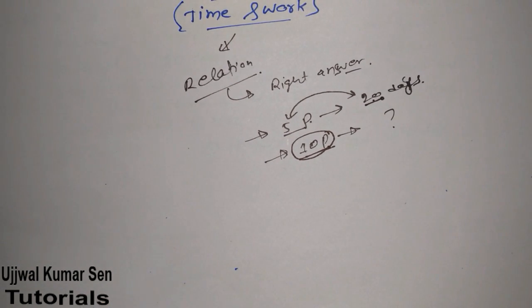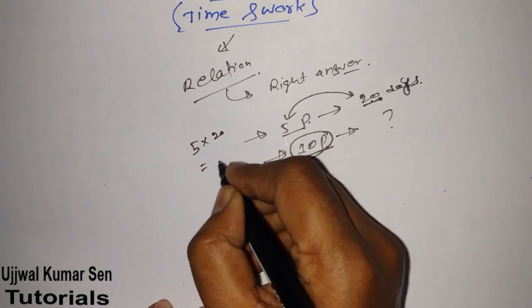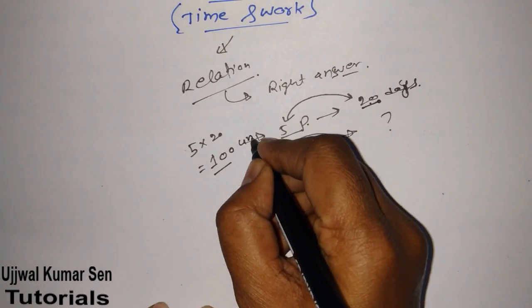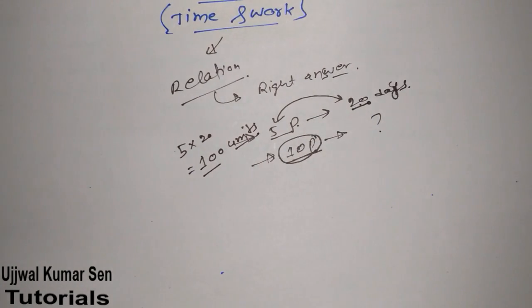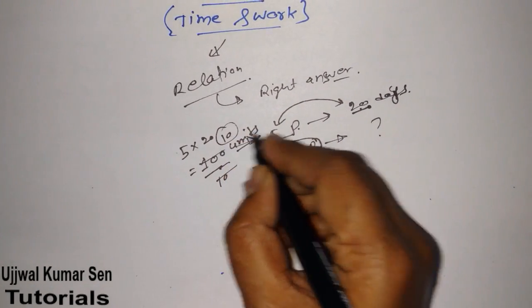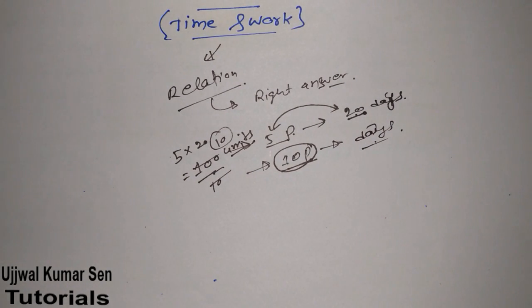So first of all, we have to find out how many units of work there are. For this, we multiply 5 by 20. So how many units are there? 100 units of work. For completing 100 units of work, we have 10 people, so we divide by 10 people, and we get 10 days. So in this way, you have to relate time and work.